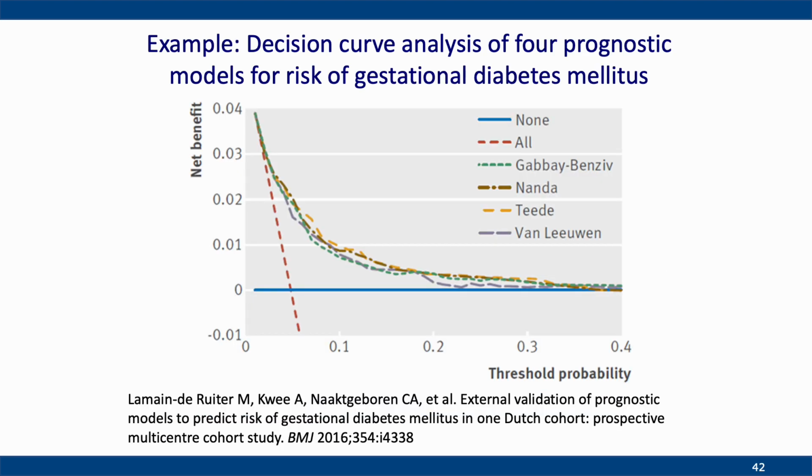Here's an example published in the BMJ looking at decision curves of 4 prognostic models for the risk of gestational diabetes. What we've got here is that the 4 models all seem to have similar net benefit across a range of thresholds between 0 and 0.4 that were deemed to be of interest. The blue line is treat none, and the red dotted line is treat all. You can see that for most of the thresholds in this range, there is a net benefit for all of these four models, and none of them seem to be much different from each other.